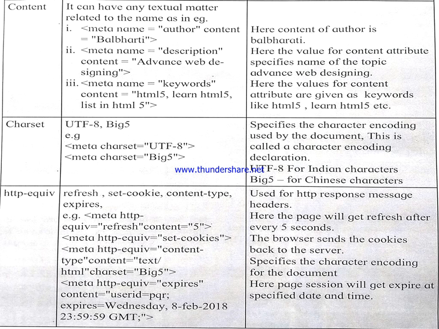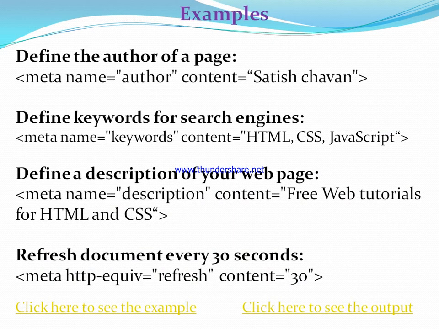This is all about the concept of meta tag with its 4 attributes, that is name, content, charset and http-equiv. Here are a few examples. First of all, define the author of the page. Suppose you want to introduce the author name by using the meta tag in the developed HTML5 page. You can add that author name by using meta name equal to author, content equal to the name of the author. Just like previously we have seen Balbharti, in the same way I introduce my own name here as an author.